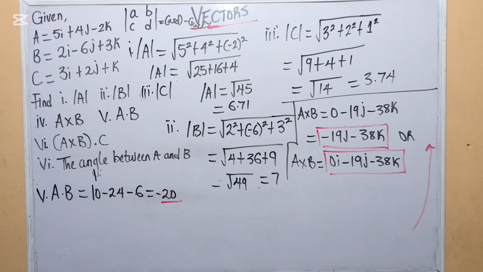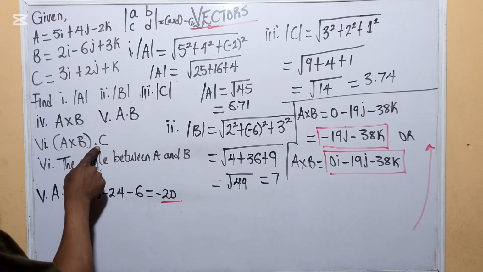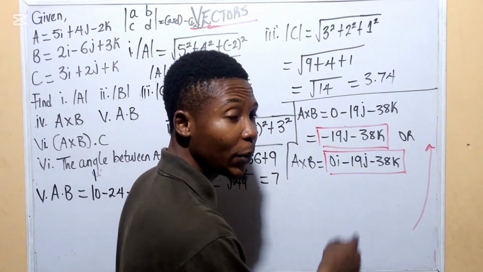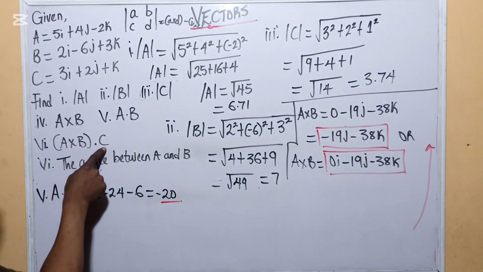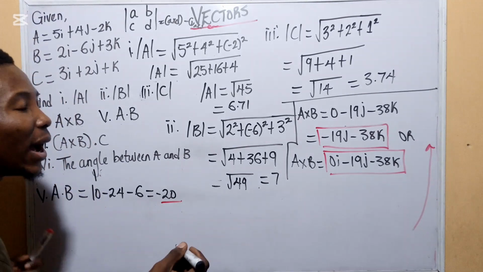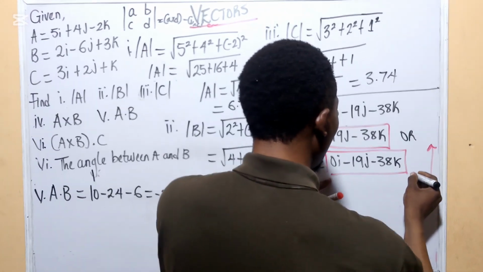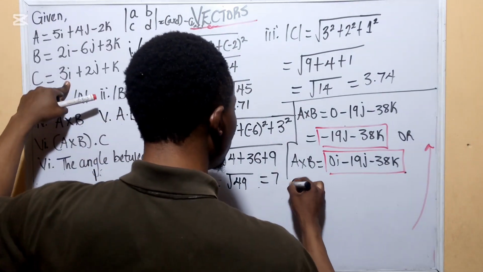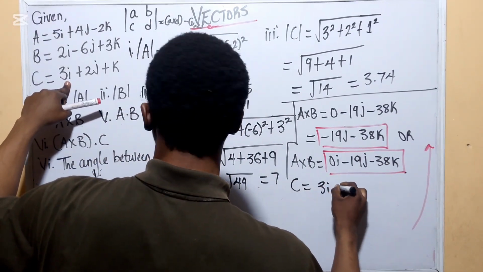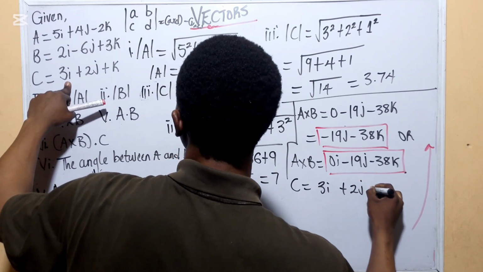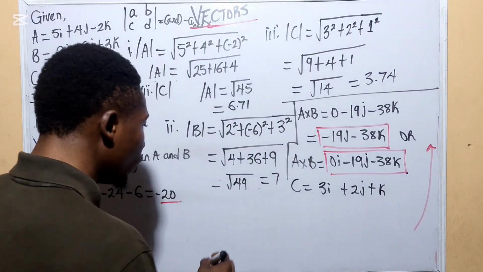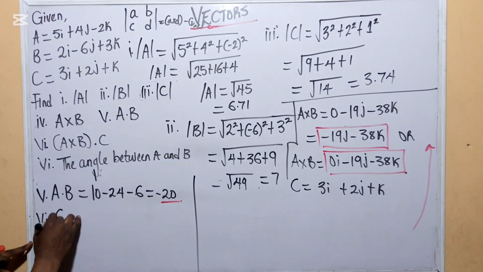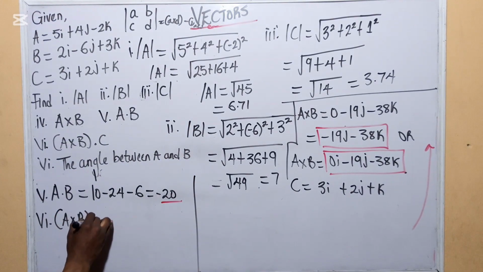Now, let's find A cross B dot C. Now, we found A cross B already, which is this. So our concern is between A cross B and C. So let me write C here. So C is equal to what? 3i plus 2j plus k. Now, we have to find A cross B dot C.